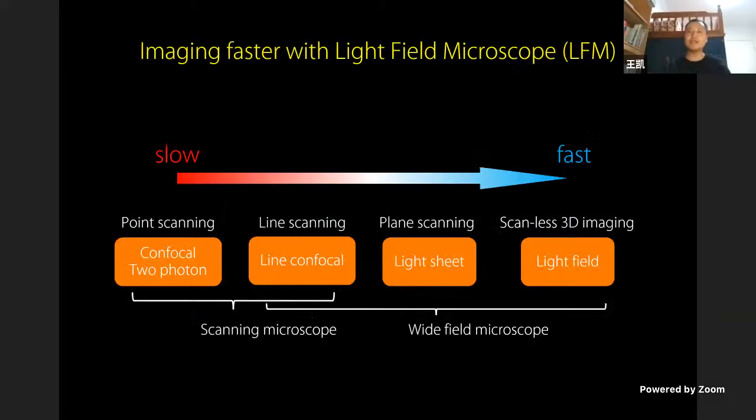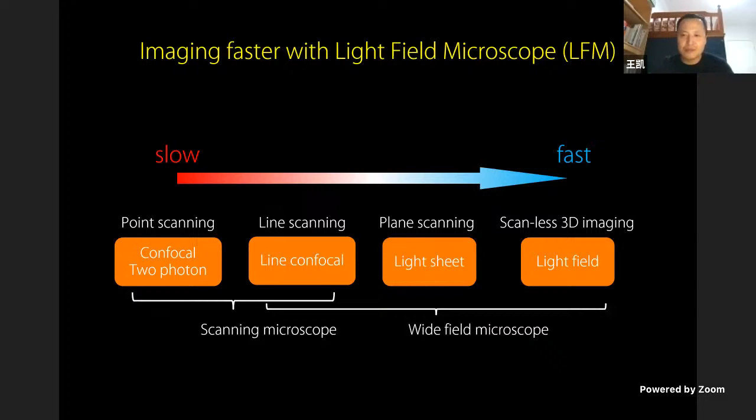And one very effective strategy to improve imaging speed is to increase information parallelization. So we compare several popular imaging technologies, including, for example, confocal and two-photon, which are based upon scanning and collecting information serially. It's relatively slow. For example, wide field microscopy is relatively faster because it parallelizes information collection in a plane. But if you want to image a three-dimensional volume, you still have to scan in the third direction.